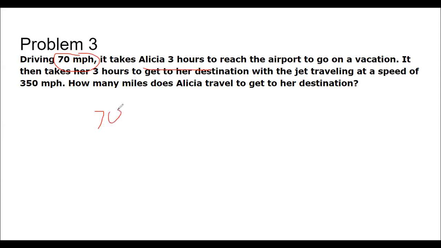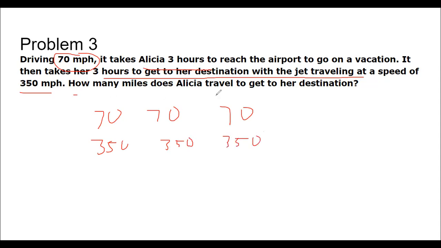So it's 70, 70, and 70, because she goes 70 miles every hour. So it's for 3 hours. Then it takes her 3 hours to get to her destination with the jet traveling at a speed of 350 miles per hour. So she goes 3 hours again at 350 miles per hour, much faster. So for every hour, she goes 350 miles in this airplane.